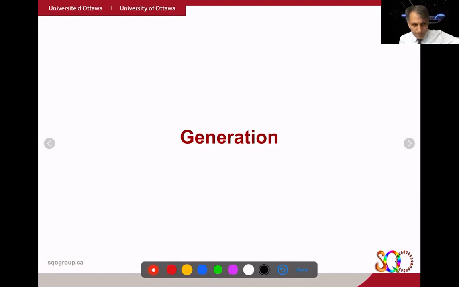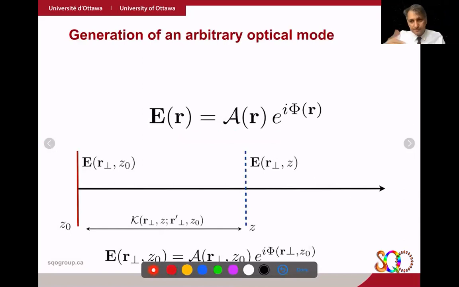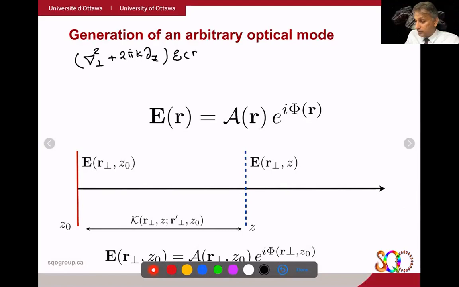Okay, let's go to the generation. Now, look, I'm going through what we discussed in more detail now. We are going even deeper and deeper. It's not only going through the tutorial way, because I said that most of the people maybe don't know about this physics. So anyway, when we go with the partial wave equation, essentially, as we discussed, we are dealing with this equation: the transverse Laplacian plus 2ik derivative with respect to z of the electric field component, E of r transverse and z, equal to zero.